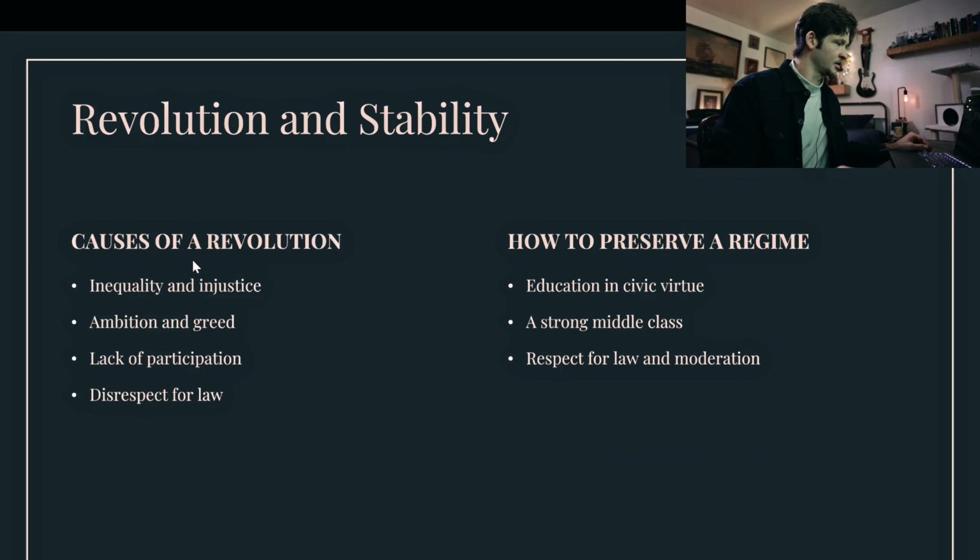Revolution and stability. Causes of a revolution: inequality and injustice, ambition and greed, lack of participation, disrespect for law. This is essentially what he would say is necessary to cause a revolt, these four things right here. And how to preserve a regime, in Aristotle's view, is education and civic virtue, or what you would call indoctrination, in my opinion. A strong middle class, respect for law, and moderation.